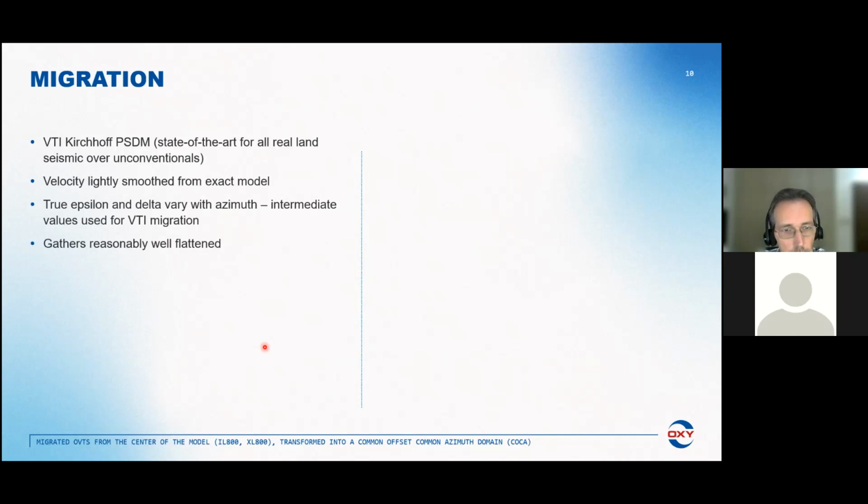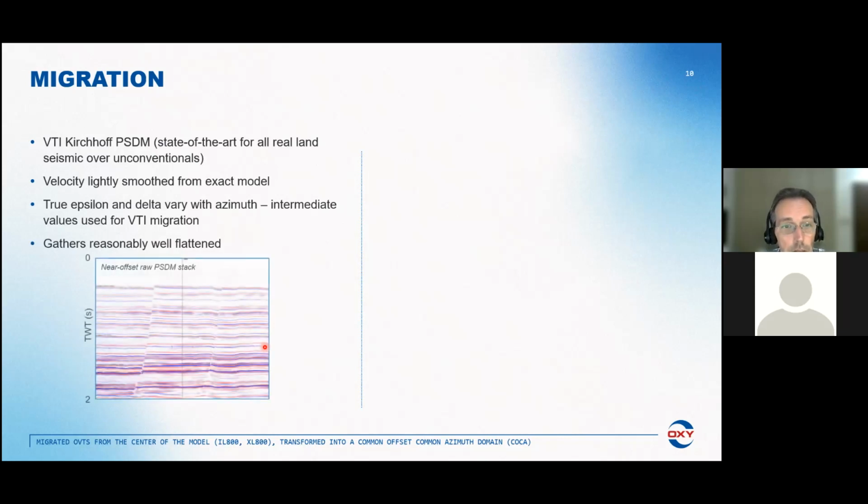We will see some gathers, they are reasonably well flattened. And if we look at a near offset raw PSDM stack, you can see those major faults right here. Since the pre-processing is in time, this is not a depth section anymore. It's from 0 to 2 seconds. And the first reservoir zone is right about here.